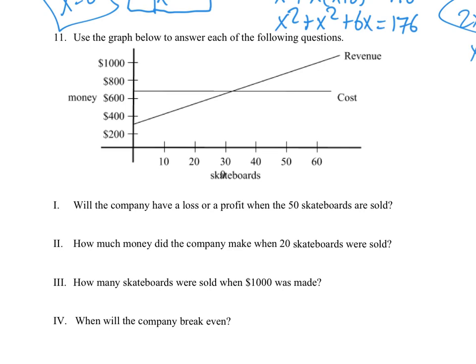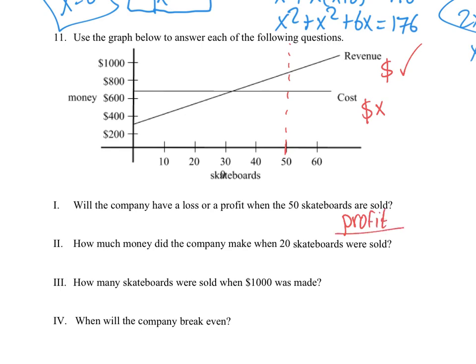So first, will the company have a loss or a profit when the 50 skateboards are sold? So 50 skateboards is here, right? I'm going to make a dotted line to go up. If revenue, which means how much money you're making, this is money, check. This is money lost, right? So if I'm making more than I'm spending, then obviously I'm making a profit, right?